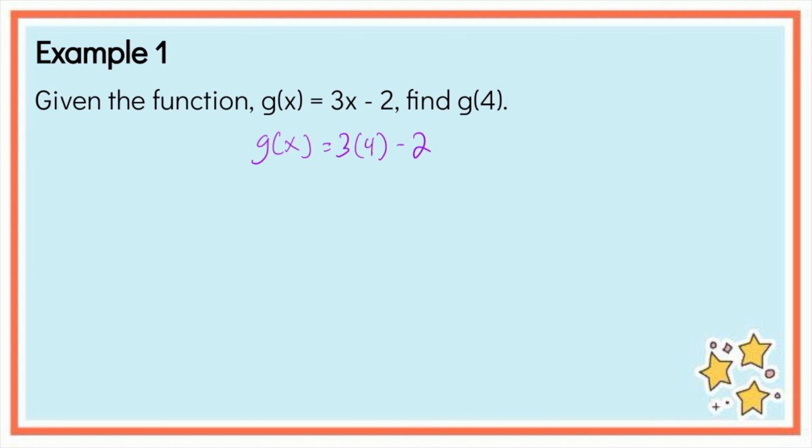So now we're going to follow the order of operations. We've got multiplication and subtraction. We're going to do our multiplication first. So g of x is going to be equal to 3 times 4, which is 12, and then we've got 12 minus 2. Our last step in order of operations is subtraction, and we're going to say that g of x is going to be equal to 10. So g of x is equal to 10. So our point here is going to be (4, 10). Now let's take a look at the next example.